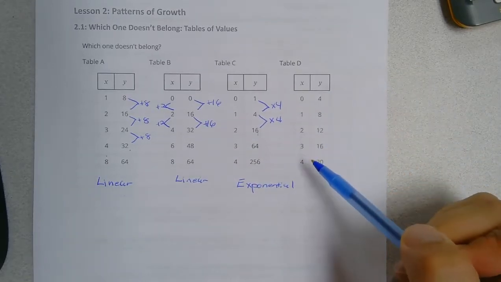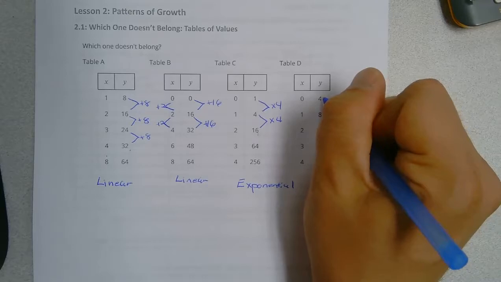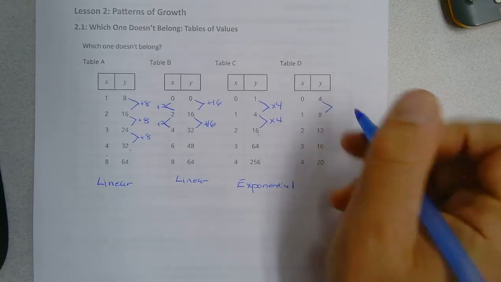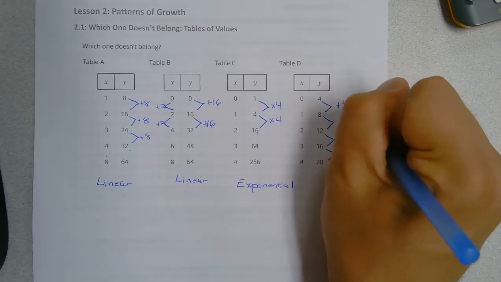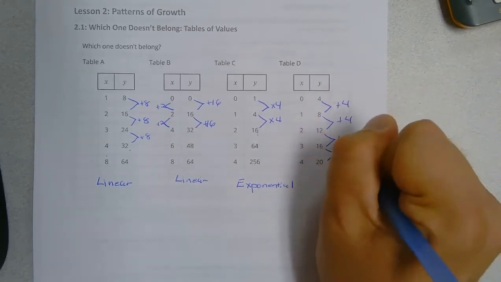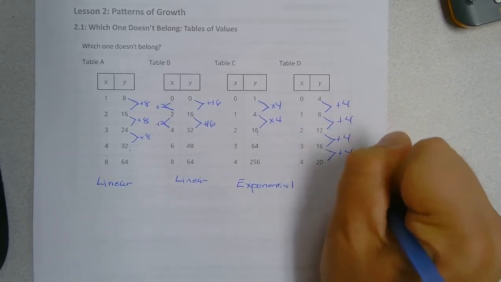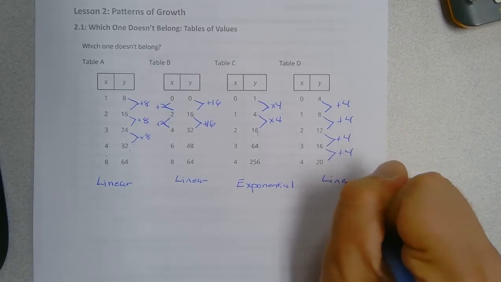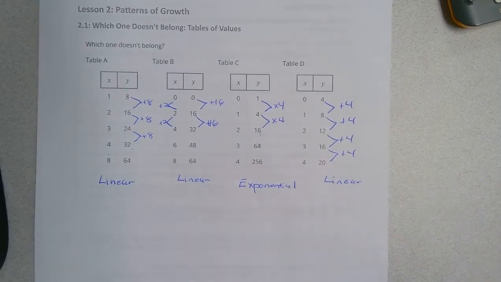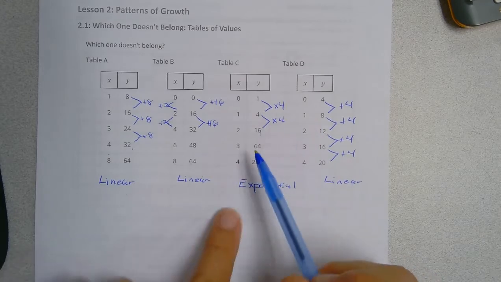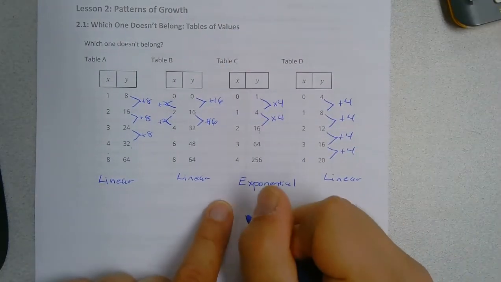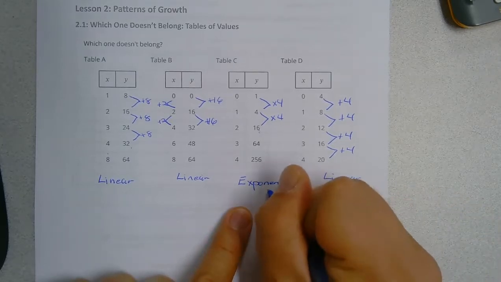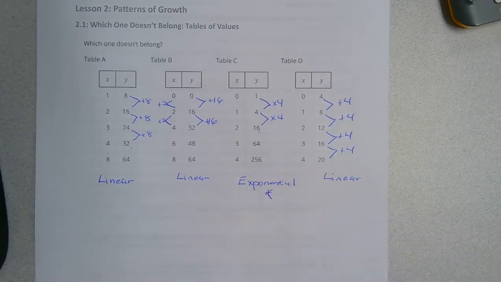And then if we're looking at this one, again, I went 0, 4, 8, 12, 16, 20. I'm adding 4. And this is linear. So now we need reasons of which one doesn't belong. Well, I would say right away, table C, because it's exponential. So here, this is the only graph that's exponential.